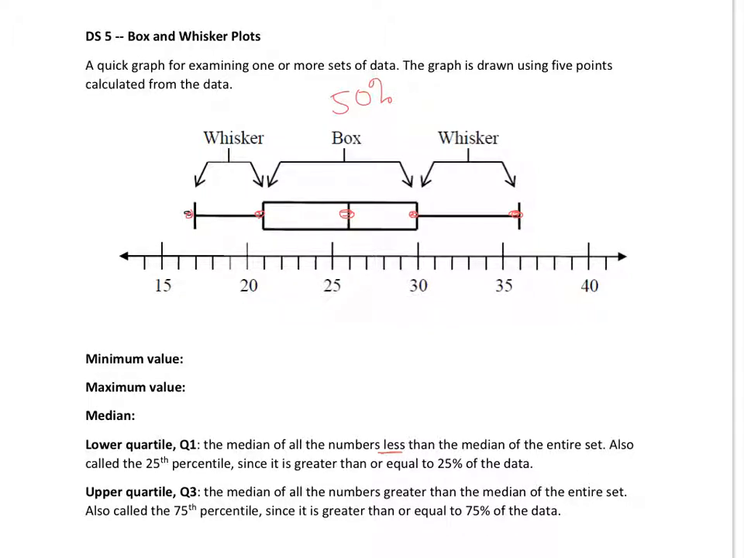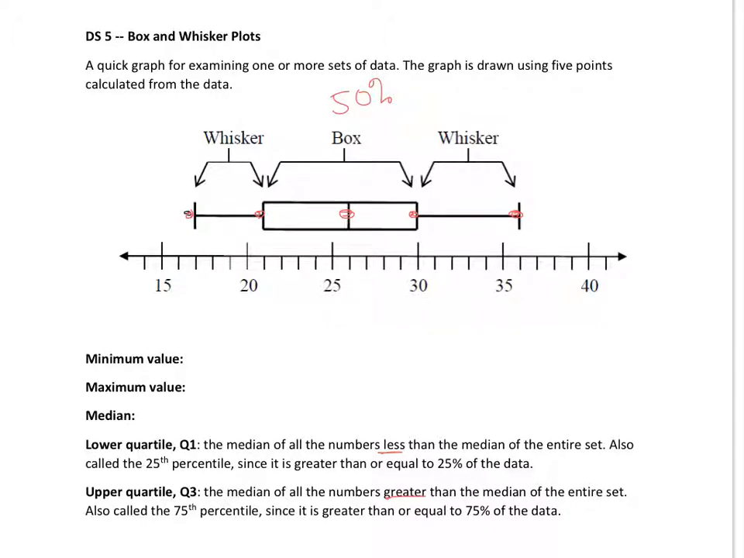It's also sometimes called the 25th percentile since it's greater than or equal to 25% of the data. And then the other new term is the upper quartile, or Q3, and it's the median of all the numbers greater than the median of the entire set. It's also called the 75th percentile since it's greater than or equal to 75% of the data.